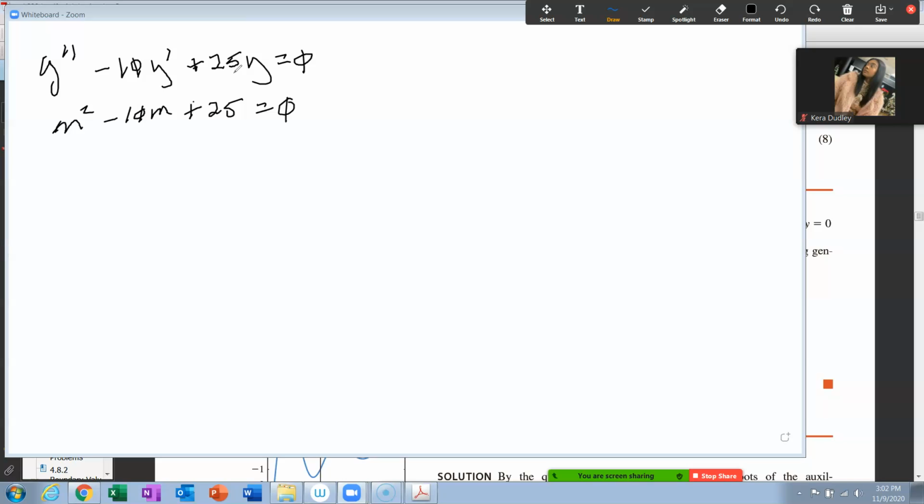That's your auxiliary equation. Now, if we were to try to factor that, it would factor as m times m. It's the only way you'll get an m squared out of it. And then you happen to notice this sign is positive, that's negative, so both of these have to be negative. And what two numbers multiply to be 25 but add to be 10? 5 and 5.